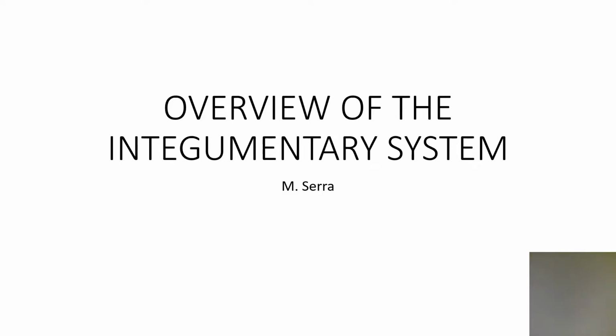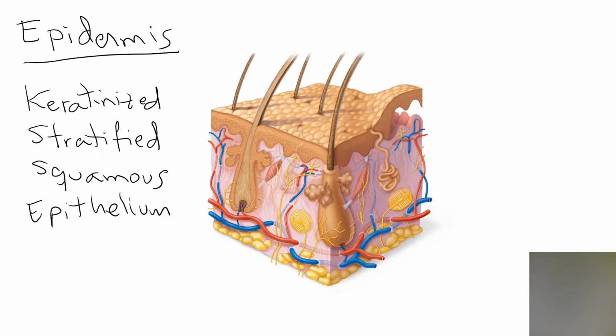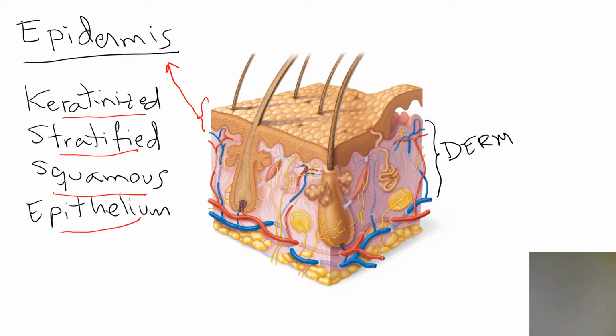This PowerPoint will give us an overview of the integumentary system. The epidermis is made of keratinized, stratified squamous epithelium. Deep to the epidermis is the dermis. The dermis is made of two types of connective tissue, and it makes up 80% of the skin.